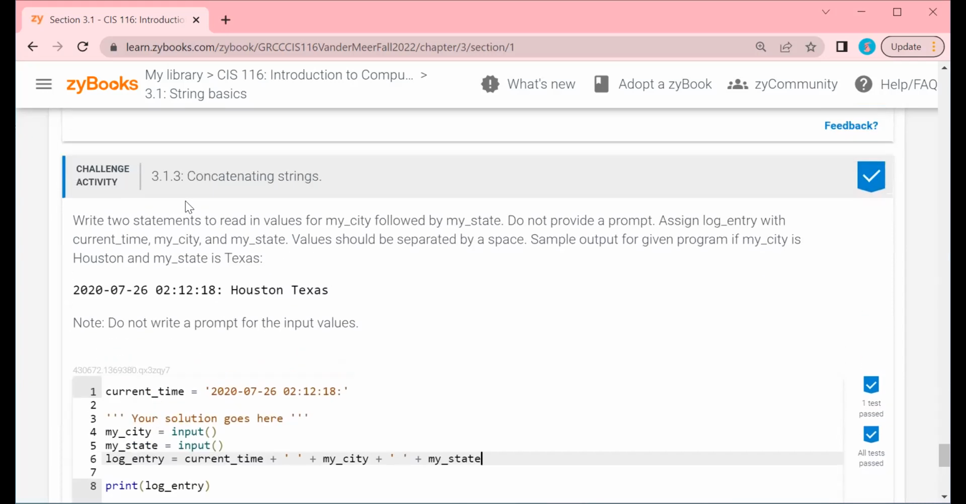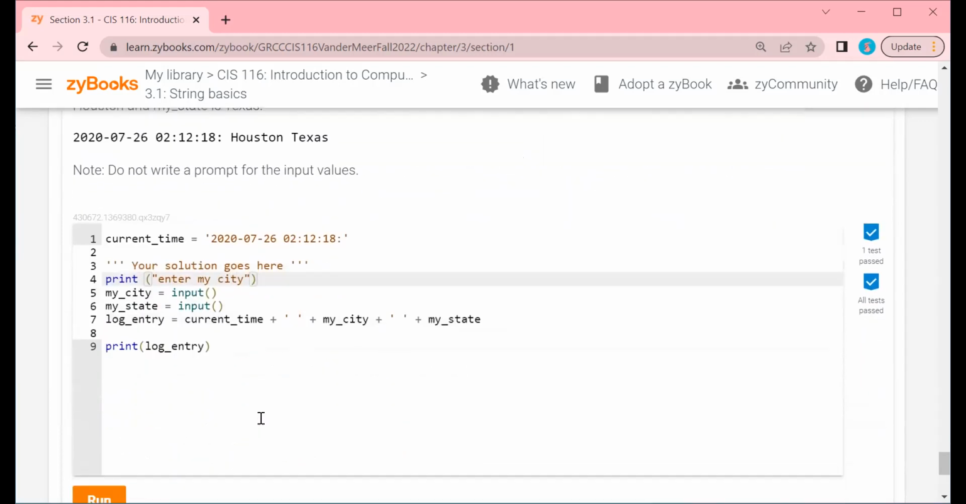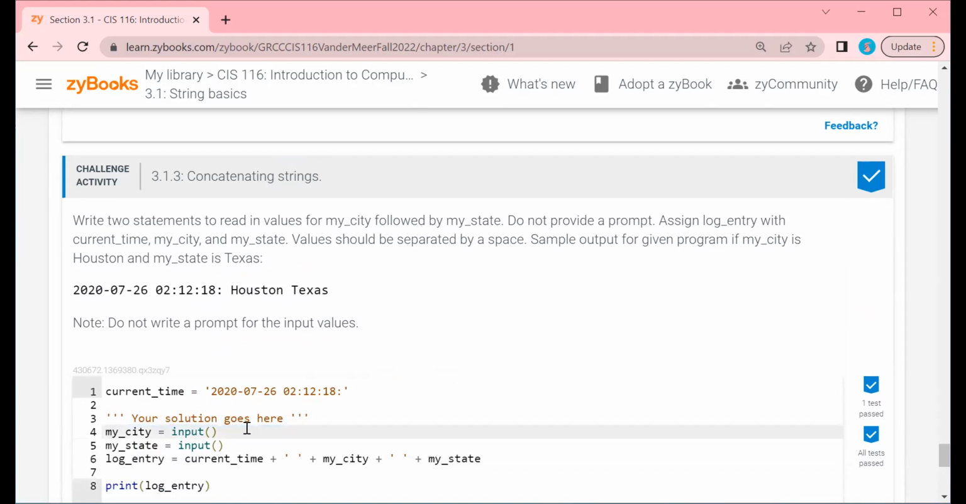So in 3, we're writing two statements that read in values for my city and my state. Now these are strings, my city, my state. So that's lines 4 and 5. Do not provide a prompt. That's where it's saying, don't say print. Oh yeah, that's the mistake I was making. I was providing the prompt, but that's confusing though. Yeah, it is. I don't know why, but that's what it says. Do not provide a prompt. So don't do that. The book is stupid, I know.